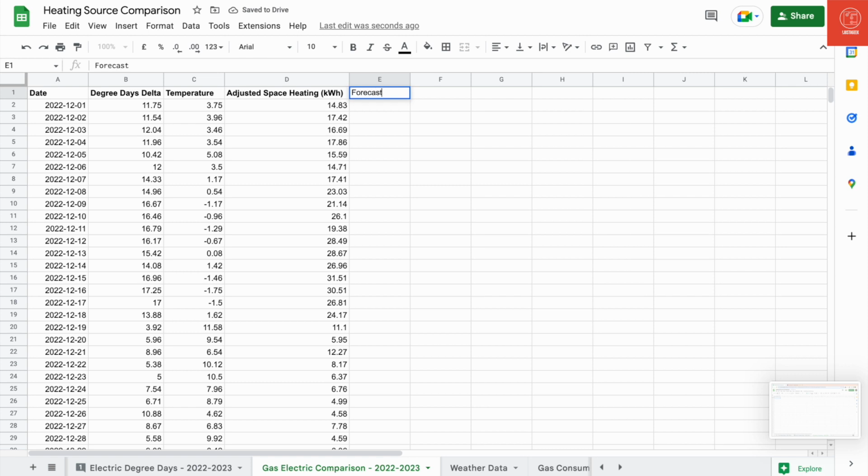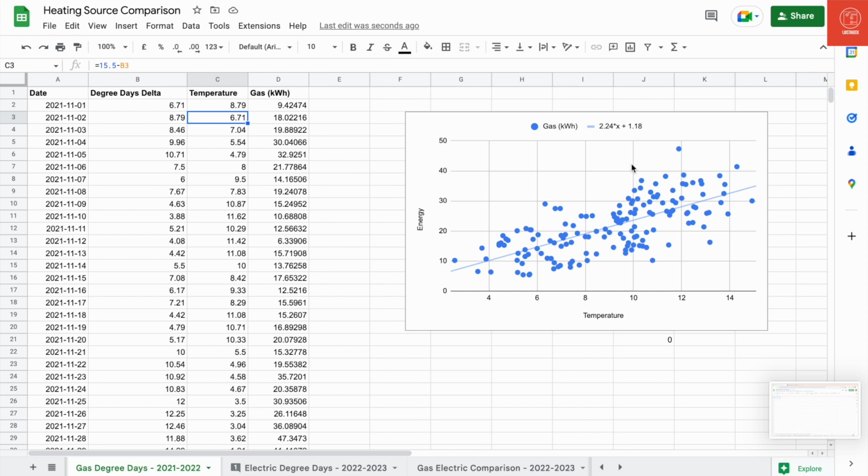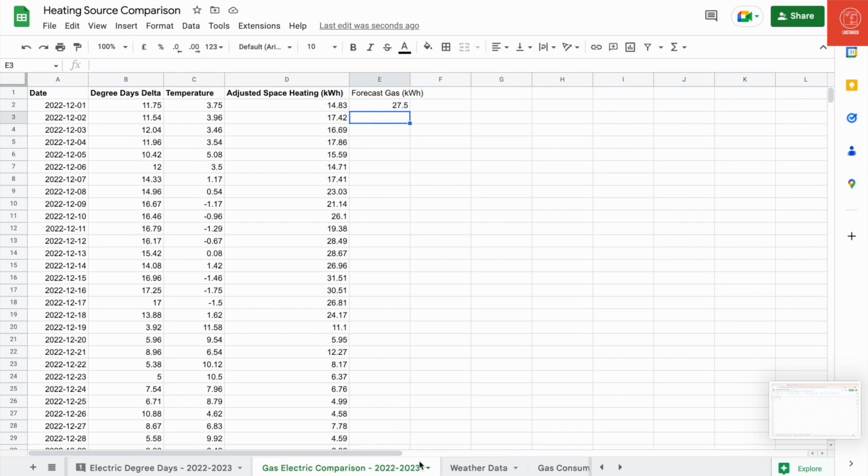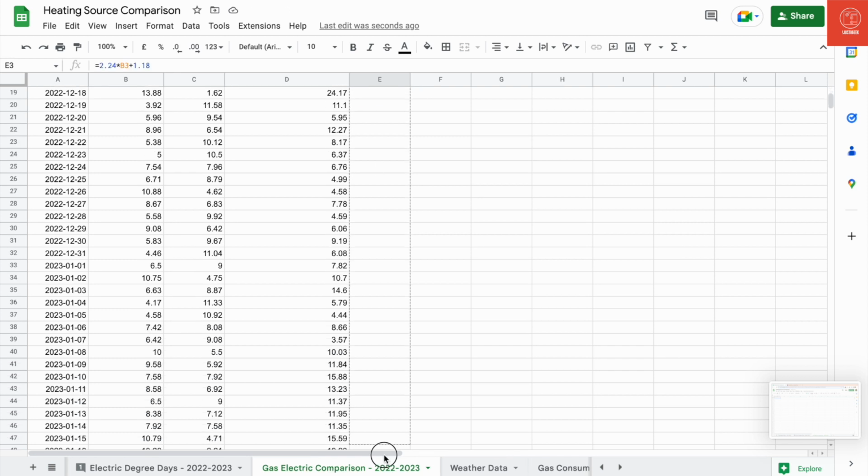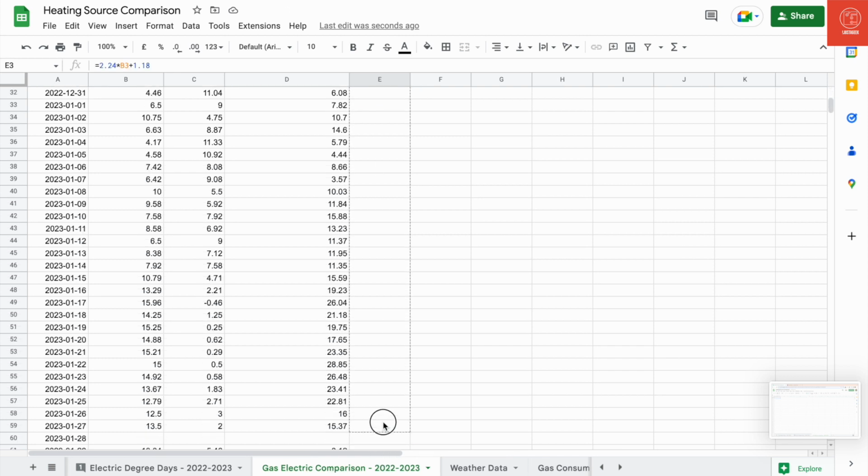So we'll do the forecast for the gas in kilowatt hours, and the formula was 2.24 times the degree days delta, so that's P2, plus 1.18. And let's double check that. Right, there we go.